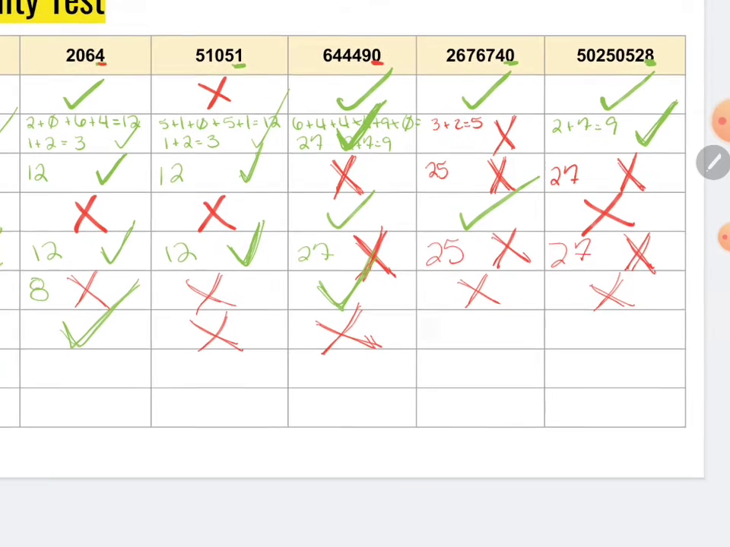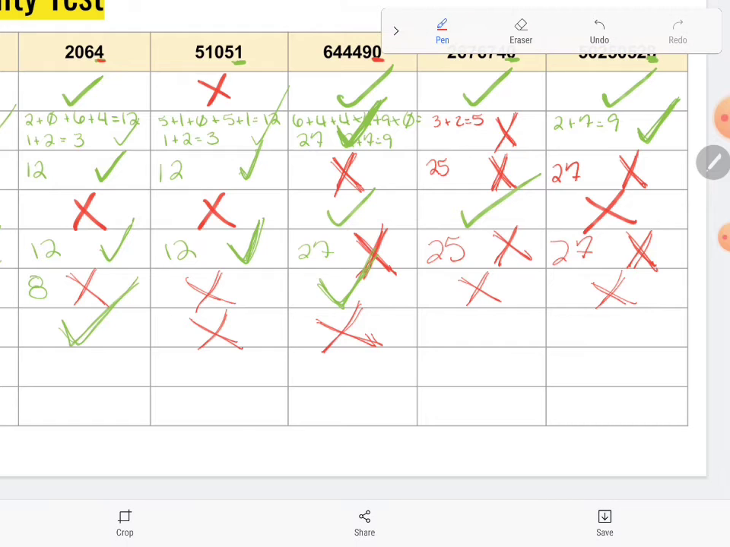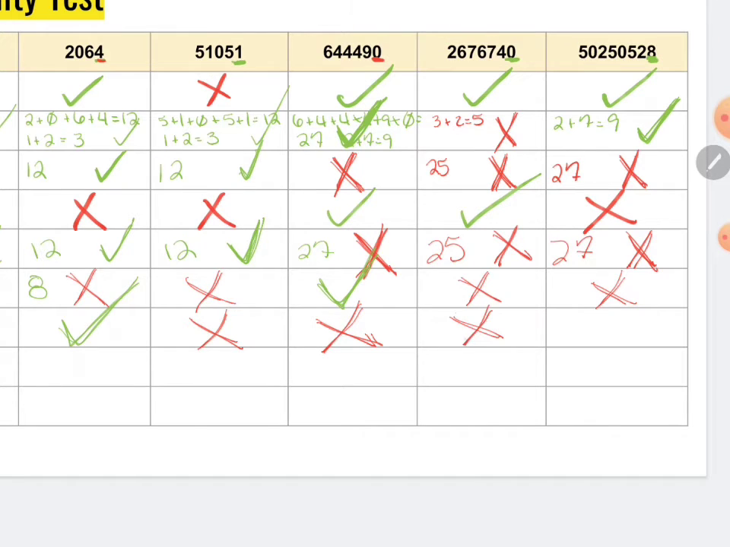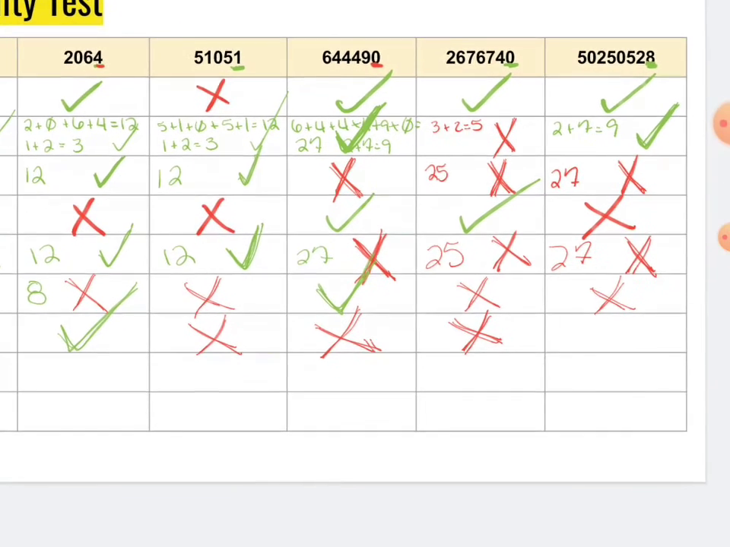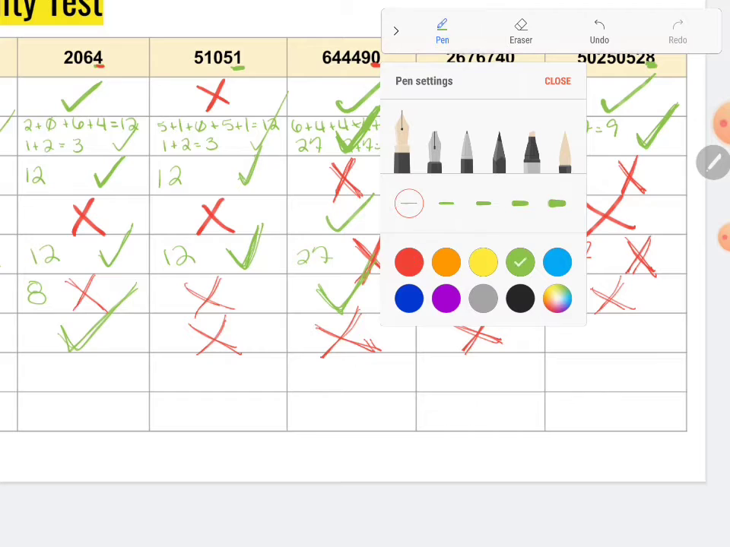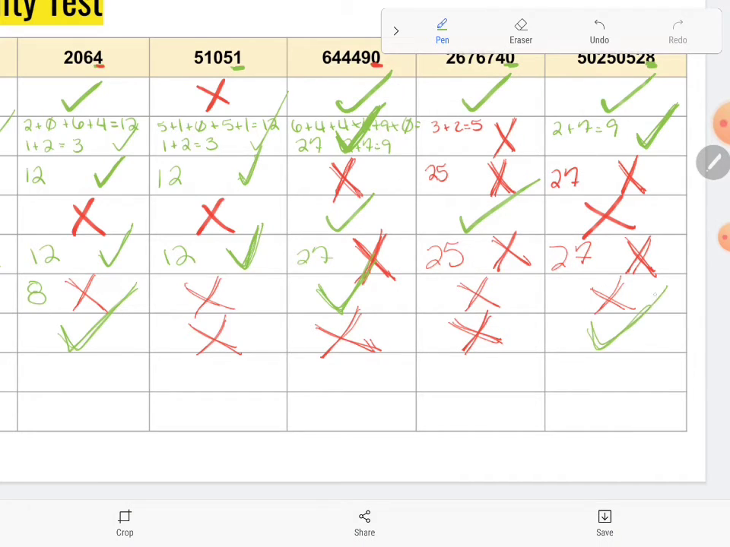Okay, next we have 2676, 740 that needs to be added together. It is not a factor, so it will not be divisible by 8. And then we have 50528 when added together should be a factor of 8.